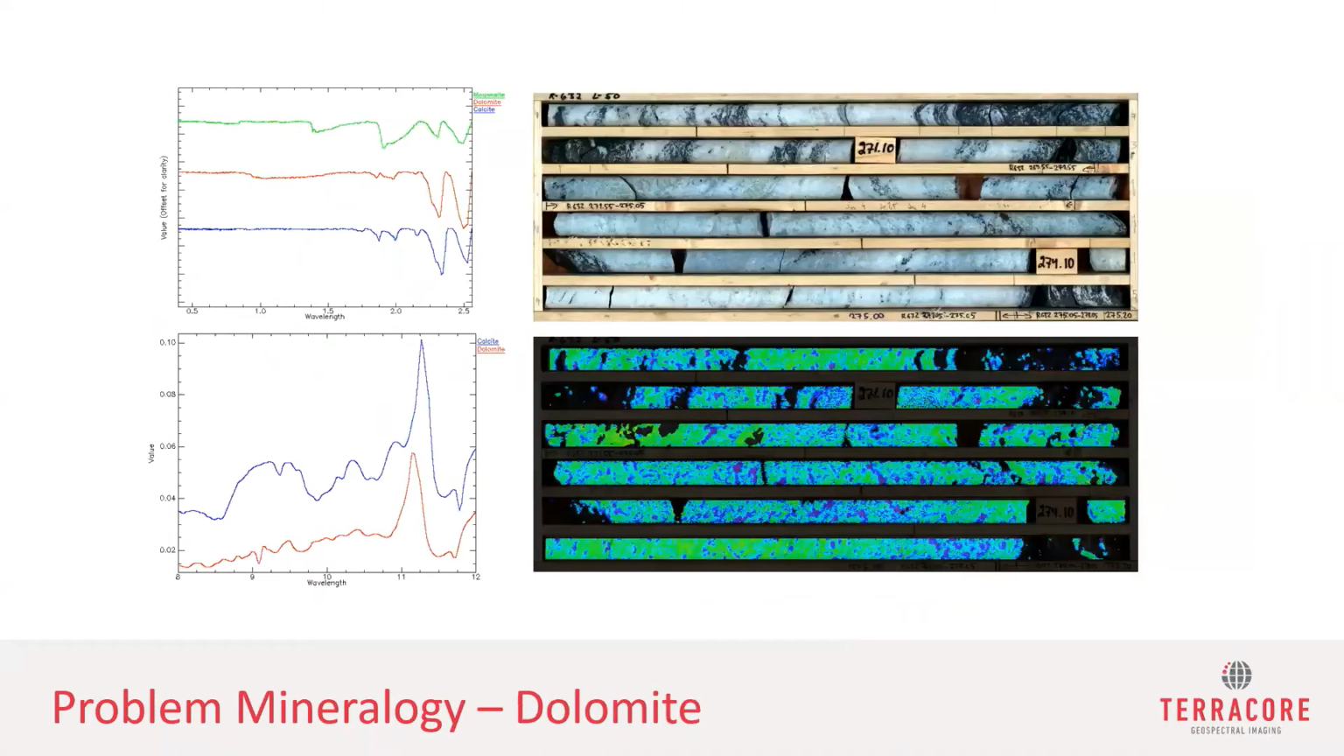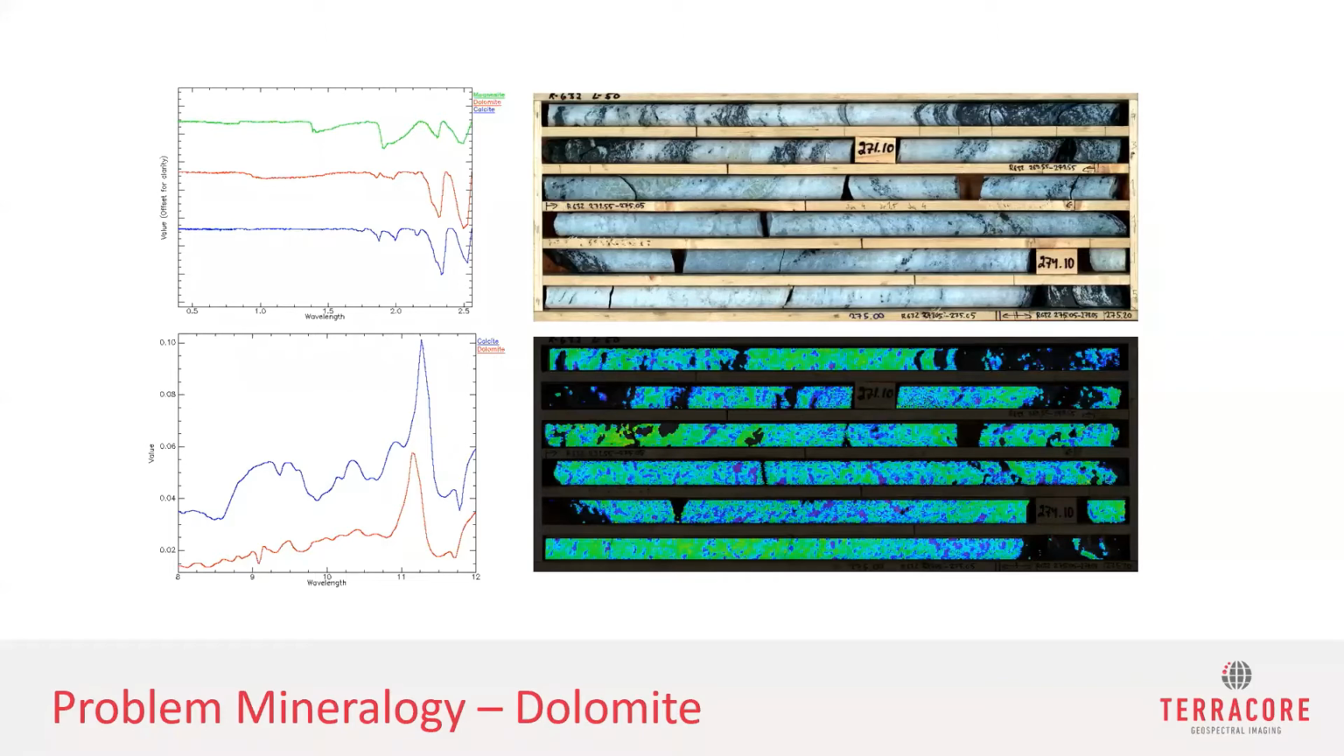An example where this is a phosphate mine, and they find that where they get excessive dolomite, the magnesium in the dolomite for some reason inhibits the flotation of apatite. And what they were interested in being able to do is to map out where they've got dolomite and where they've got calcite. So the image on the bottom right shows where there's dolomite in blue and calcite in green.